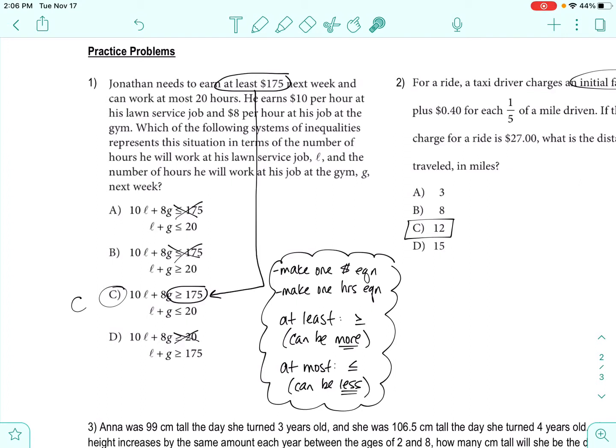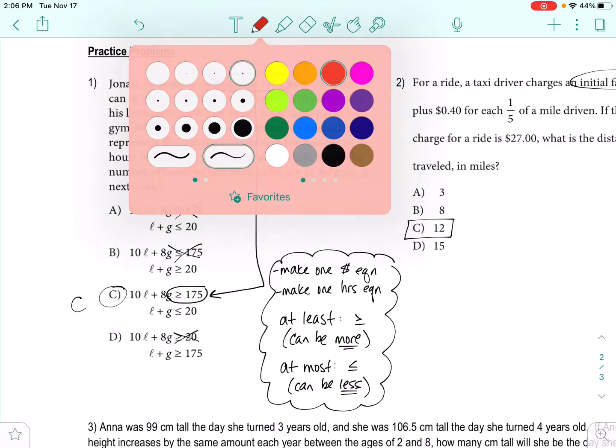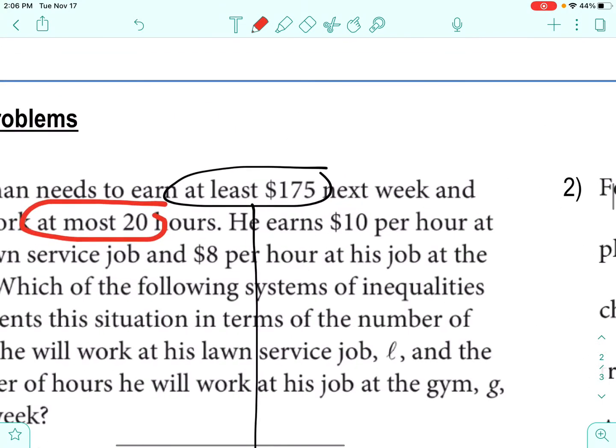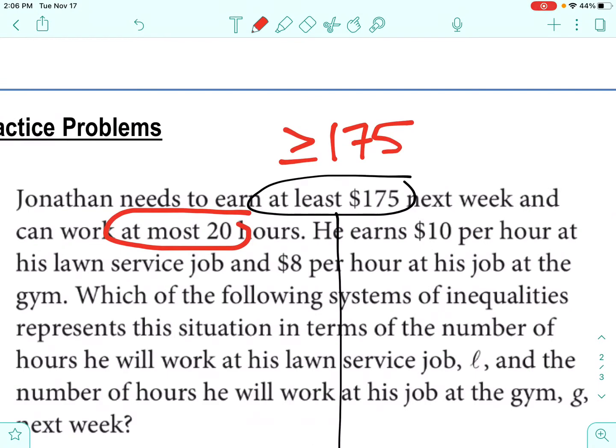So for number one, we've got this dude, Jonathan. He needs to earn at least $175 next week and can work at most 20 hours. So you guys, a little bit of a time-taking strategy here. As you know, the clock is ticking as you're working your way through this SAT. So I have some really important key words here. At least 175 means it can be 175 or greater, but it needs to be at least 175. And at most 20 means it has to be less than or equal to 20.